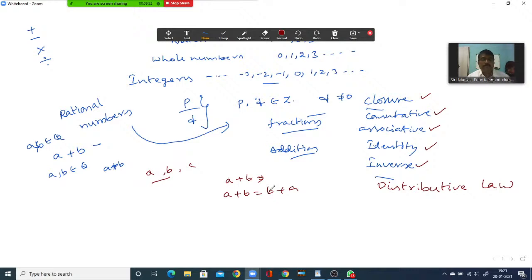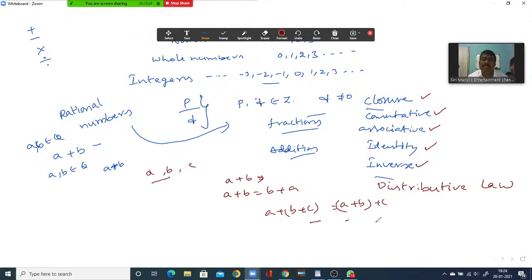So A plus B is equal to B plus A. So that's it. Next, A plus B plus C is equal to A plus B plus C. So this is the associative property.